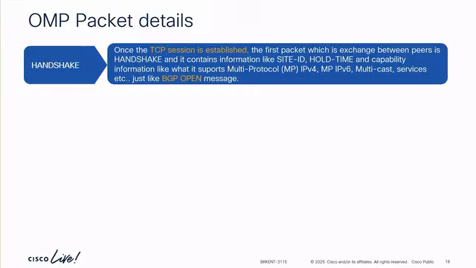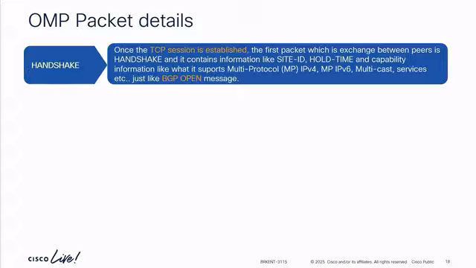And then you approach and you say, hello, how are you? How is your Cisco Live session going on? So these are basically the OMP messages that you just exchanged. So the first packet is handshake. You approach them, you say, hello, how are you? And then you try to exchange this information, right?